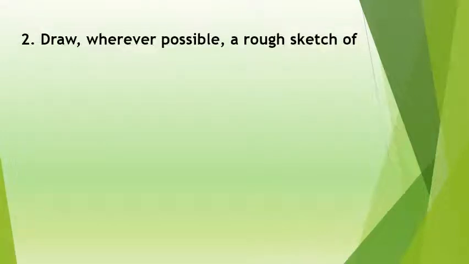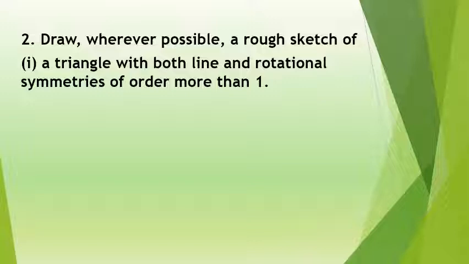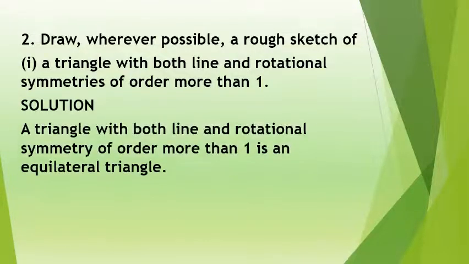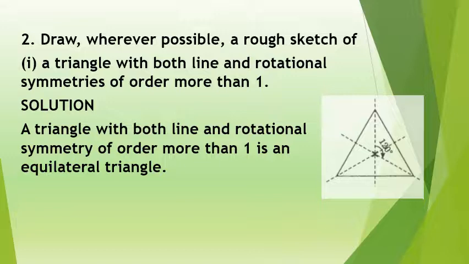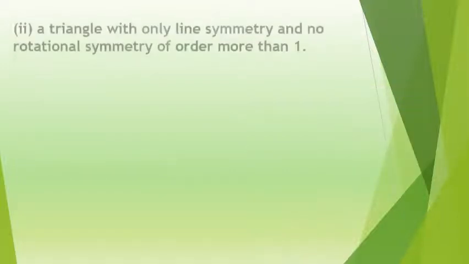Question number 2. Draw, wherever possible, a rough sketch of a triangle with both line and rotational symmetries of order more than 1. Yes, a triangle with line symmetry more than 1 is the equilateral triangle. And the order of rotational symmetry of an equilateral triangle is more than 1, that is 3. An equilateral triangle has 3 lines of symmetry and the order of rotational symmetry is also 3.